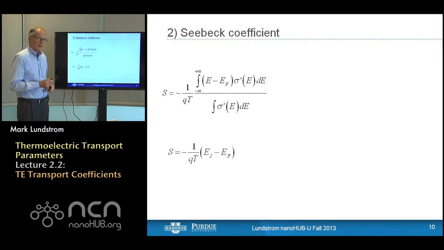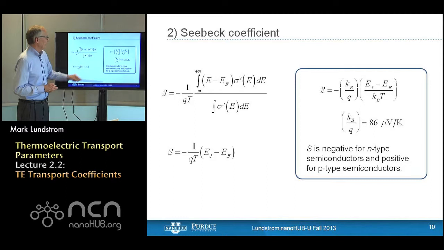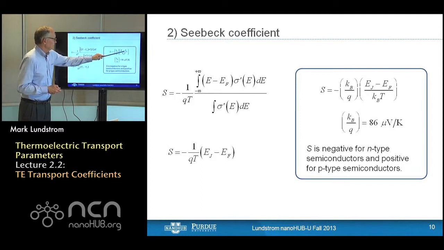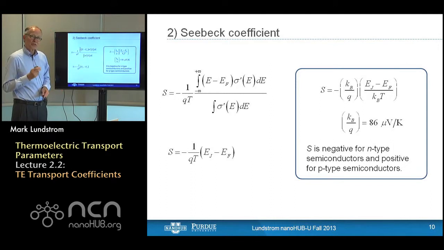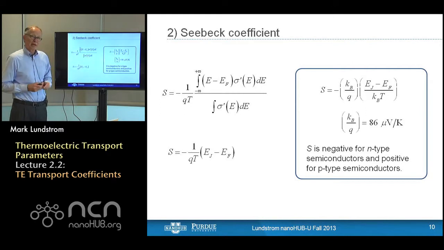So the Seebeck coefficient is very simply related to the average energy at which current flows with respect to the Fermi level in the contact. And if I divide by k, Boltzmann's constant, and multiply by it, I can express this average energy of current flow with respect to the Fermi level in dimensionless units of kT. The parameters out front then are 86 microvolts per Kelvin. That gives me a sense as to the magnitude of the Seebeck coefficient.